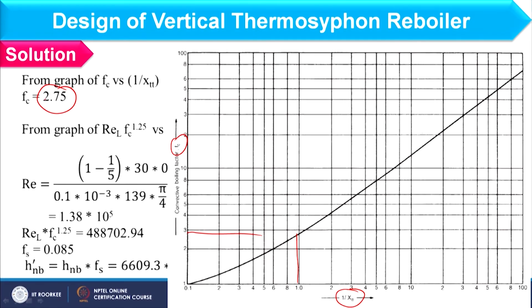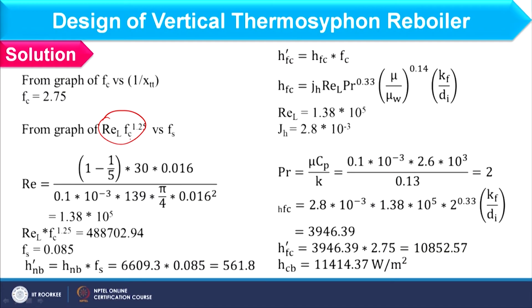However, for HNB the factor is Fs, not Fc. So, Fs we will find out further from this expression, in which we have to find out the Reynolds number for the liquid, and Fc we have already computed. So, we can find out the Fs value. The Reynolds number for liquid we can find out considering 1 minus x. You can see here, because the total feed is 5 in which 1 is vapor, 1 by 5 is the x value, and the total feed is given over here, and we can find out the Reynolds number like this, which comes out as 1.38 into 10 to the power 5.